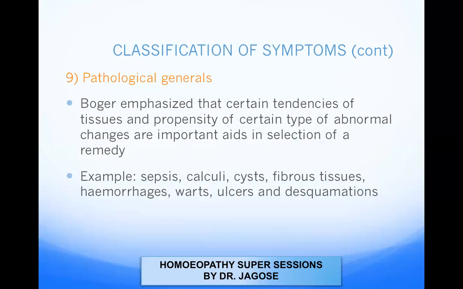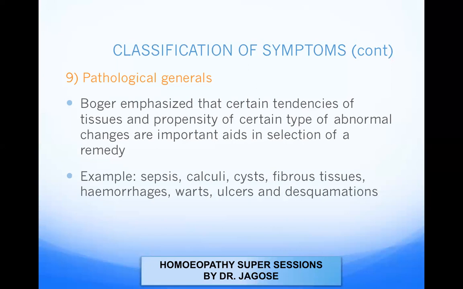Pathological generals. Boger emphasized that certain tendencies of tissues and propensity of certain types of abnormal changes are important aids in the selection of the remedy. So Boger, as you all know, gave importance to the pathological generals. He disagreed with Kent's view of taking the mental symptom into consideration every time. Boger was of the opinion that in a case of advanced pathology, you may not get any mental symptoms. You just get the pathology.